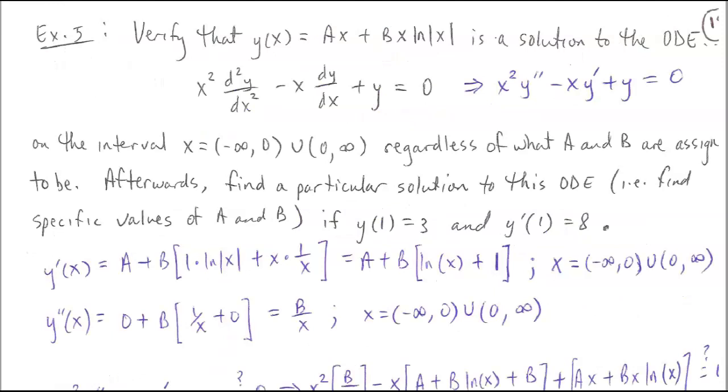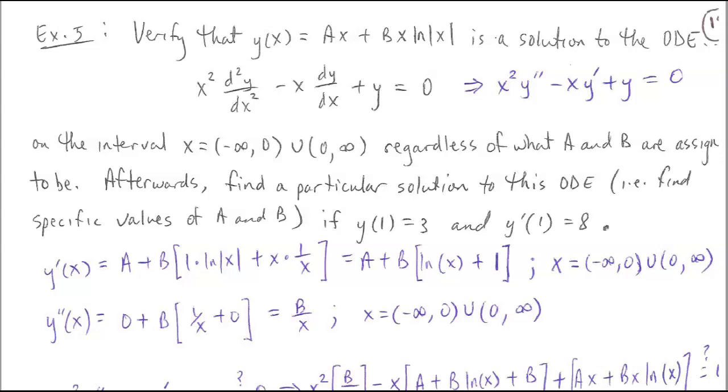Okay, so for our final example for this particular video, we want to verify that the function y of x equals ax plus bx times natural log of absolute value of x is a solution to the following ODE that you see below. And of course, I've also written it in prime notation. For this one, it is a little long, so I went ahead and just wrote it out. It's not too long, but again, I think we kind of get the idea of what's going on here.